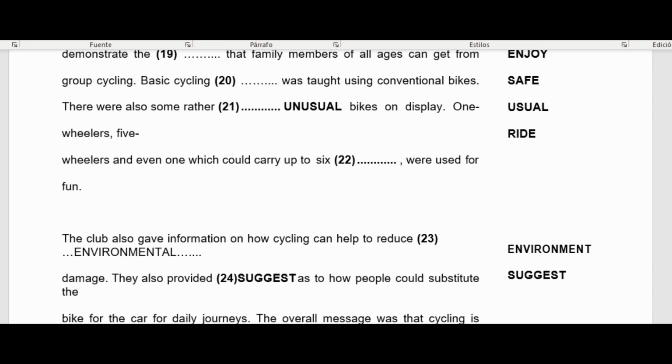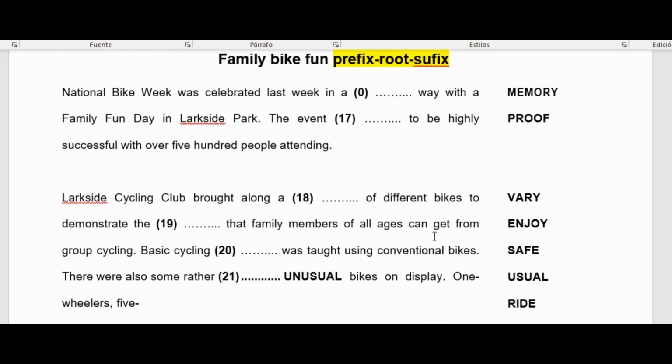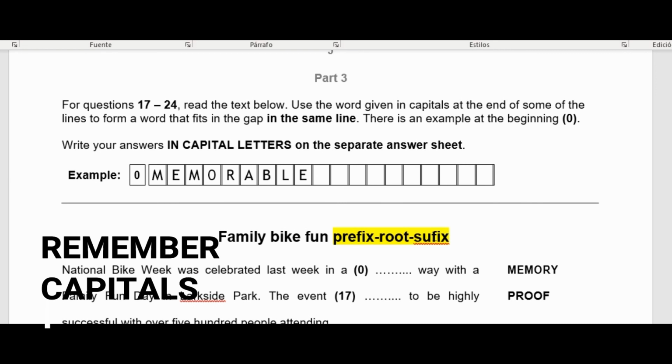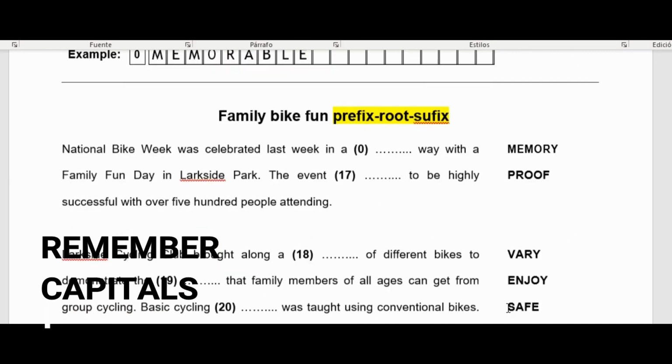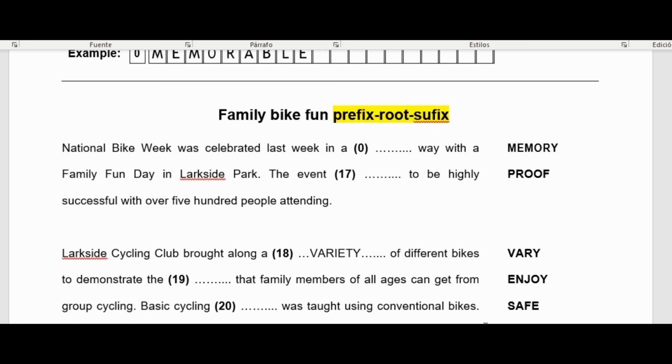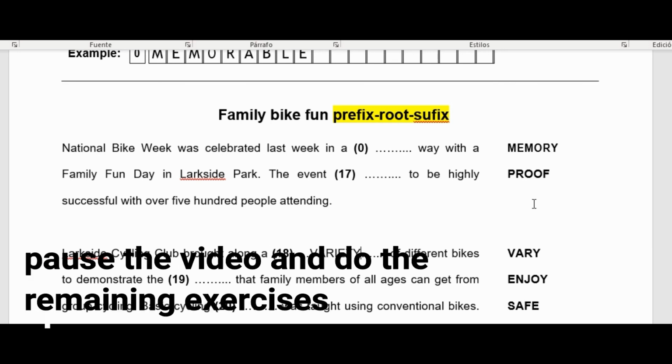They also provided suggestions. They didn't just provide one, but many. Be careful with plurals and also capitals. You always have to do it in capitals. If you don't, you are going to fail. And you are going to have to pay for it next year, so just don't. Variety. That's not how you write variety. Variety is that. Always check spelling. That can save you from making a really bad mistake.